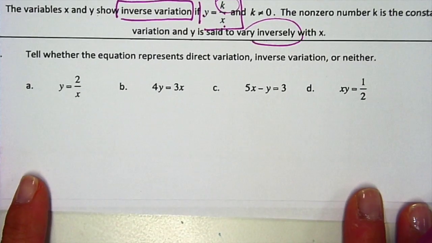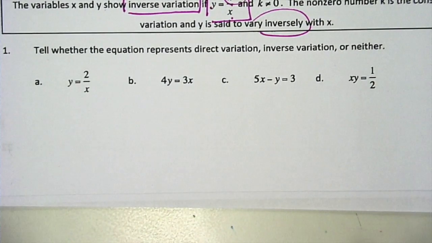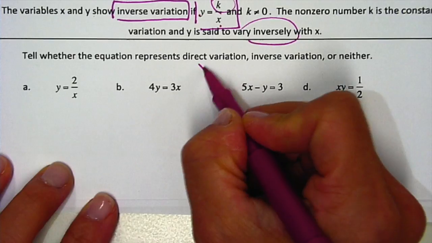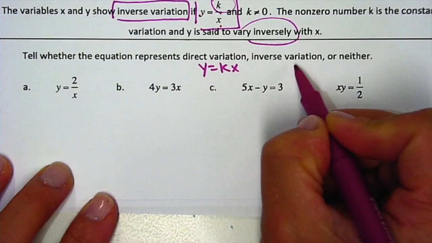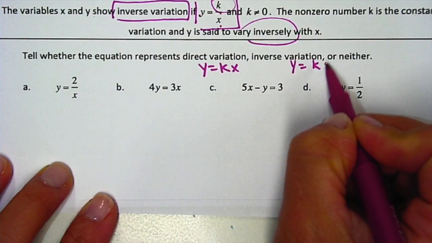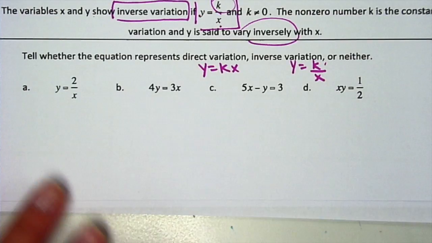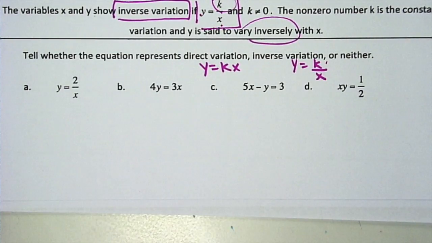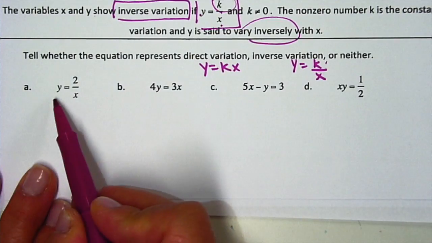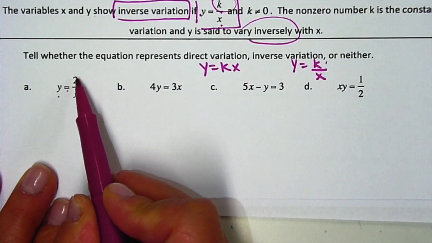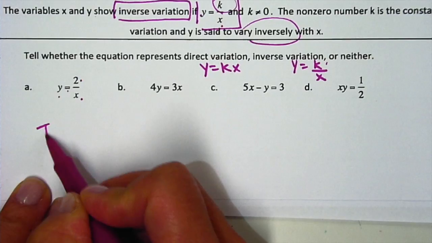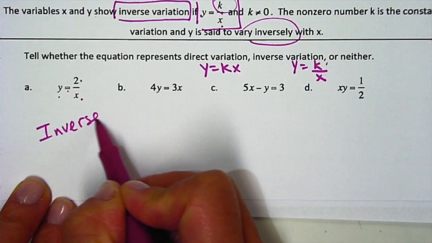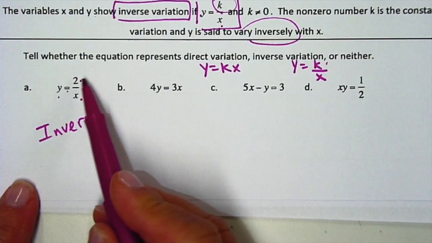So first thing we want to be able to do is identify whether an equation is a direct variation, which would look like this, inverse, which would look like this, k over x, or maybe it's just a different type of equation altogether, so we say neither. Okay? So you want to make sure you get y by itself. So the first equation, this is y equals k over x, so this would be an inverse. And if I ask you what the constant of variation would be, you would tell me 2.